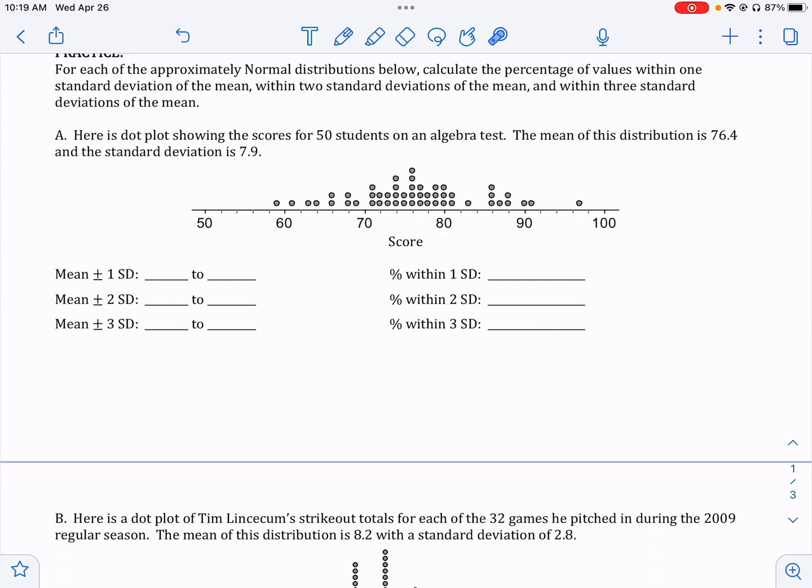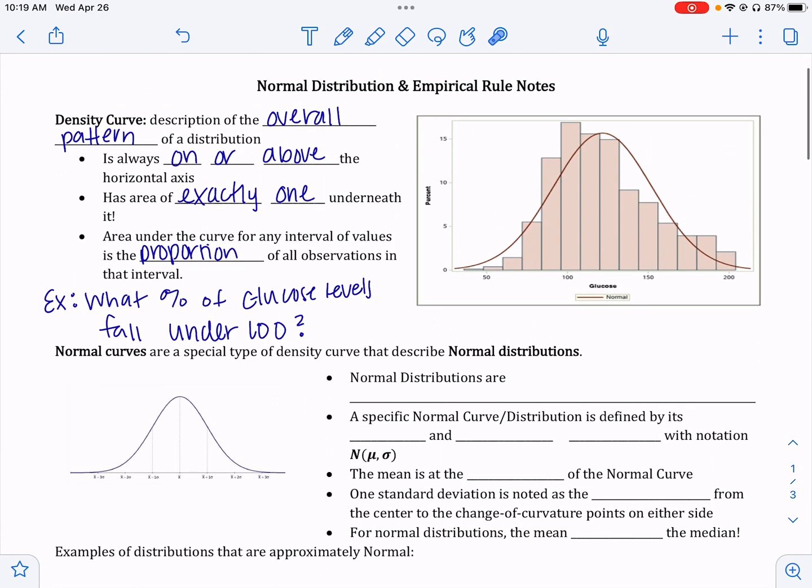So for today, we're going to be taking that idea of standard deviation and putting it in with what is known as the empirical rule for a normal distribution. To start, to understand what a normal distribution is, we have to start with this idea of what is known as a density curve. So if you're following along with my notes, you can go ahead and pause and fill this out really quickly. All right.